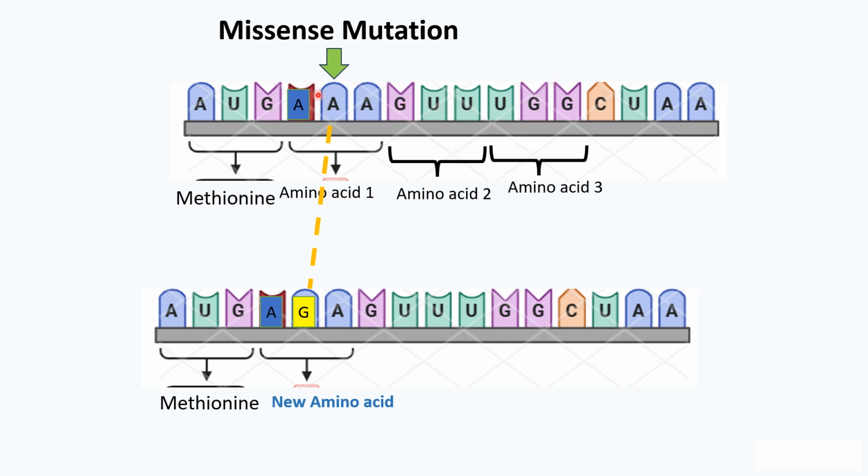But if one particular nucleotide is changed, say for example this A is changed to G, then instead of this amino acid we will be having a totally new amino acid. So when the sequence is changed, then we get a totally new protein. This is how in missense mutation one particular nucleotide is changed, and therefore that codon gets changed, and instead of the particular amino acid which it's supposed to generate, an entirely new amino acid is generated, resulting in a totally new protein. This is the missense mutation.